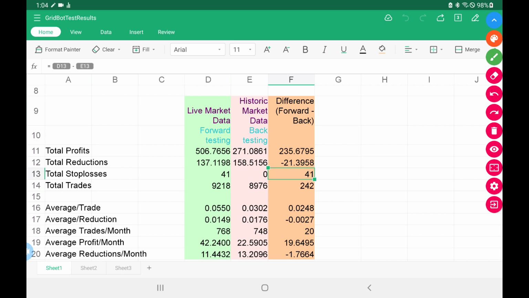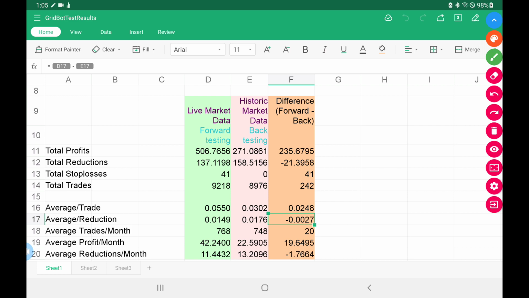Of course, there's the difference of 41 stop losses from the live market. And the difference between the live and historic being 242 completed trades. The live market clearly took more trades. Opportunities with bid-ask pricing were significantly greater than that of the strictly historic OHLCV data set. Average price per month was roughly 0.024 cents.